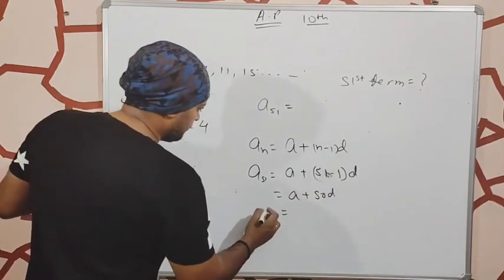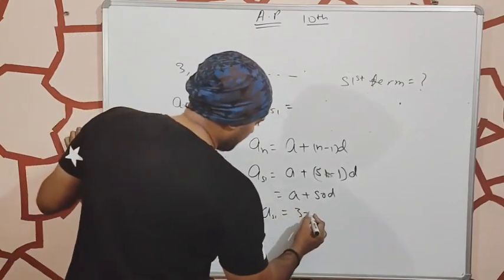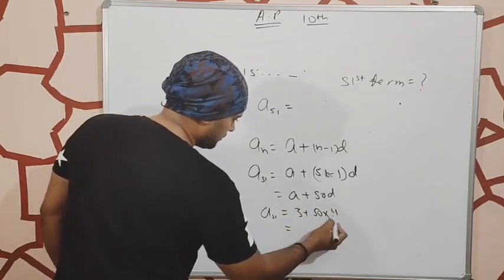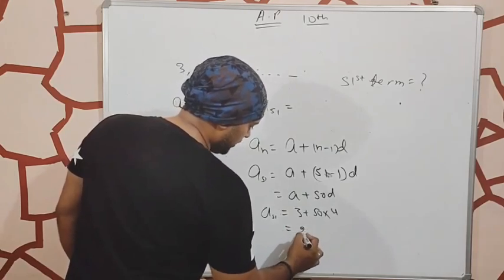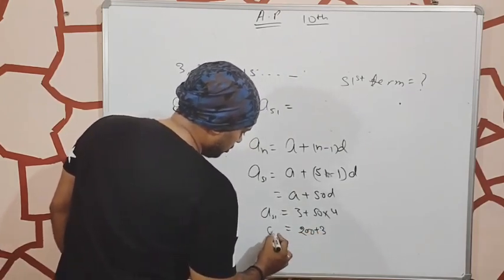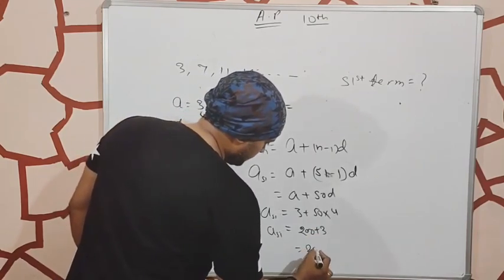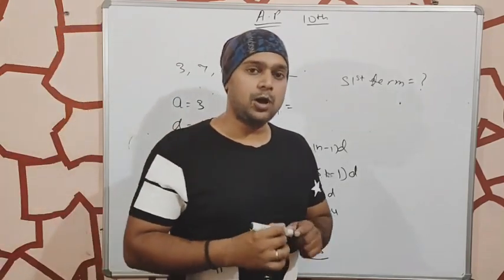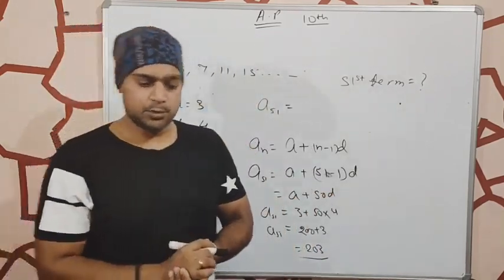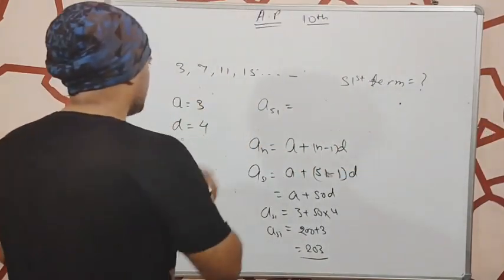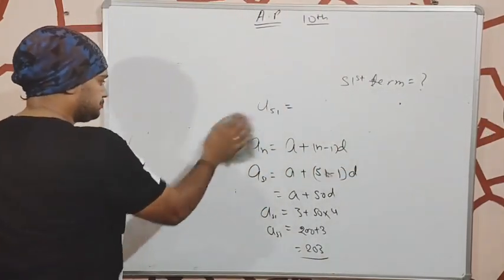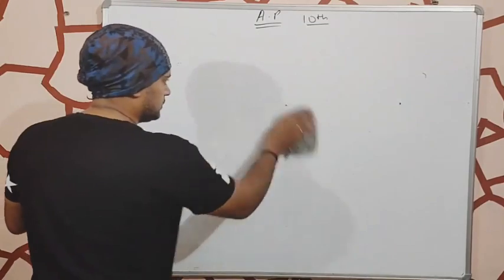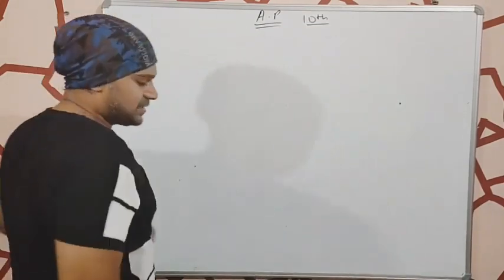Is it clear? Now the 51st term will be a, which is 3, plus 50 into the common difference, which is 4. Now 5 4s are 20, that is 200, plus 3, that is equal to a51, and that is 203. Is it clear? I suppose this is very easy. Now you must have got how to apply the formula of arithmetic progression. Now let's take a few examples so that this becomes more clear to you.